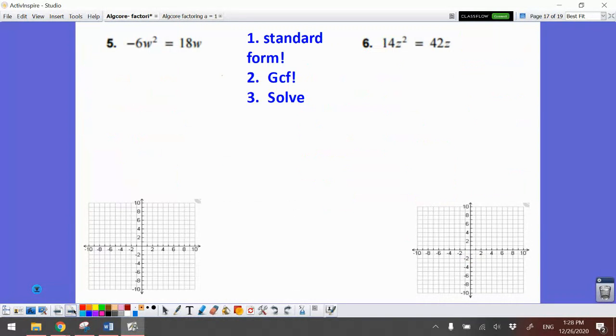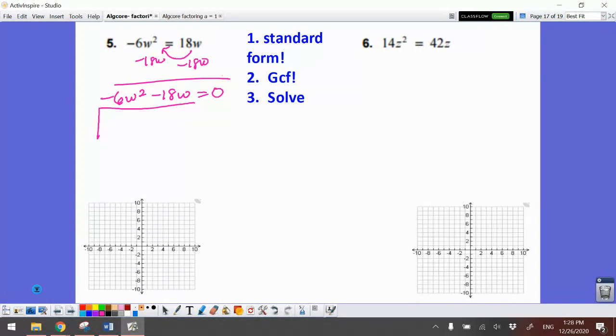Okay, 2 more. Now remember, these are not ready yet because I don't see the 0. So we have to get to standard form. That means I need to move everything to the other side. So how am I going to move this 18w to the other side? Yeah, I'm going to subtract. So negative 6w squared minus 18w equals 0.